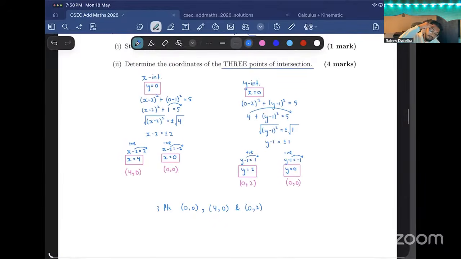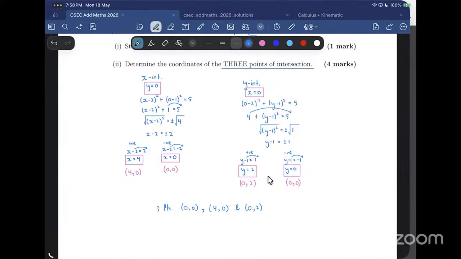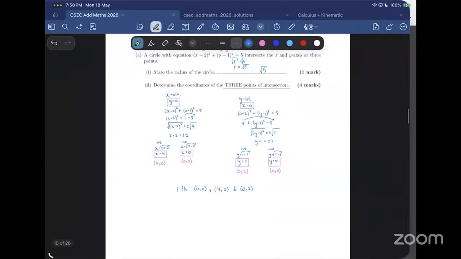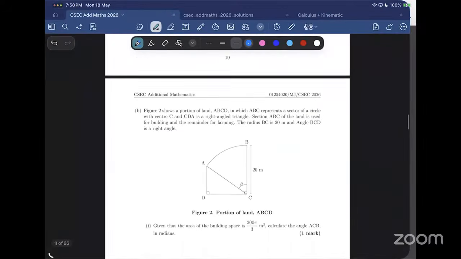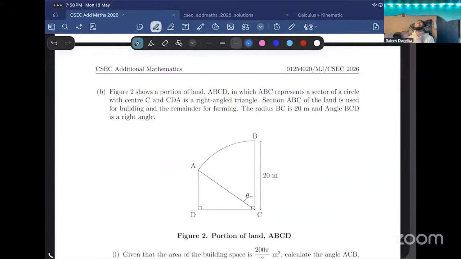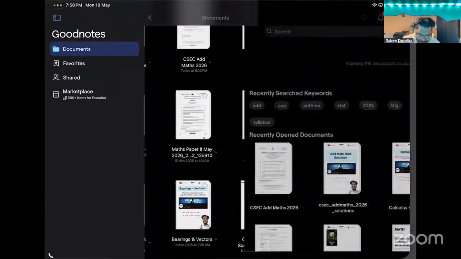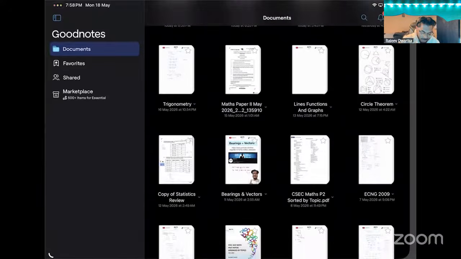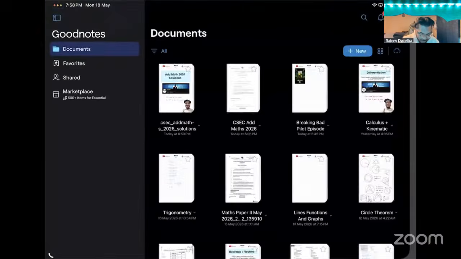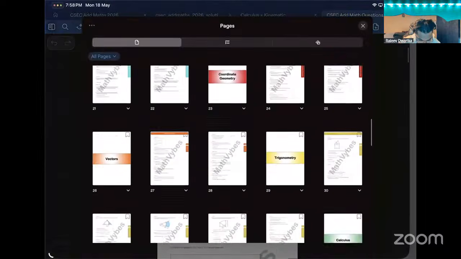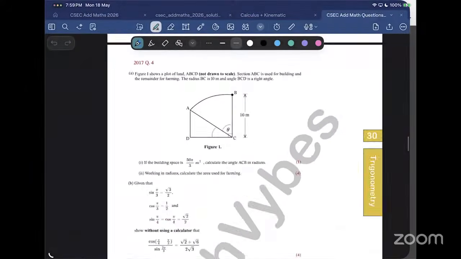Let me know if you guys got that. This is the June 2026 paper. People ask on YouTube. They should be smiling here. You know why I say that? If you did your past papers, you'd realize that's the exact same question that came in 2017, I think.